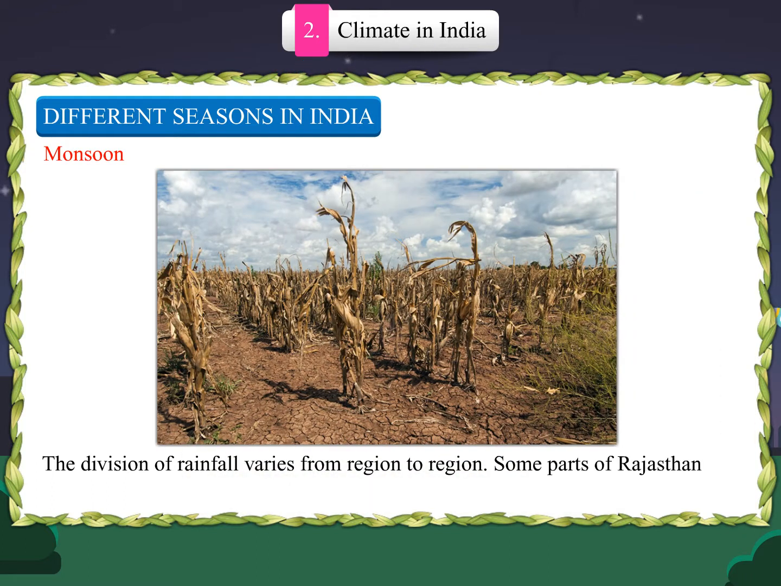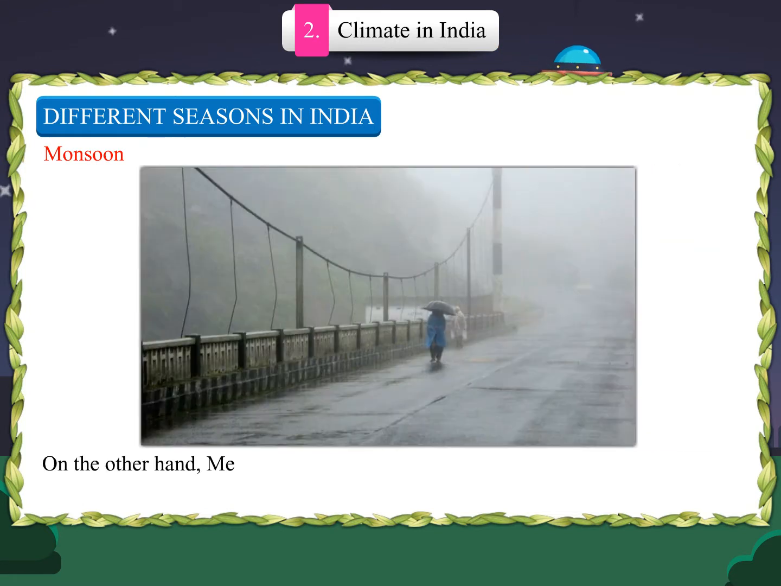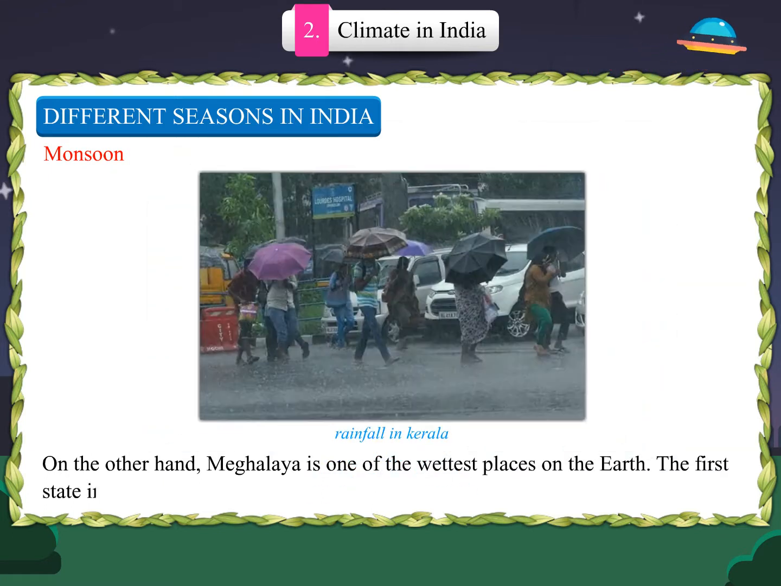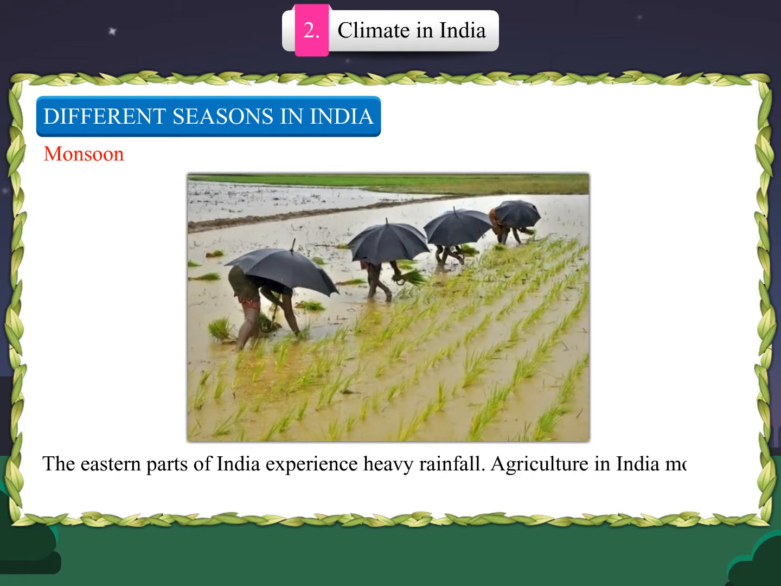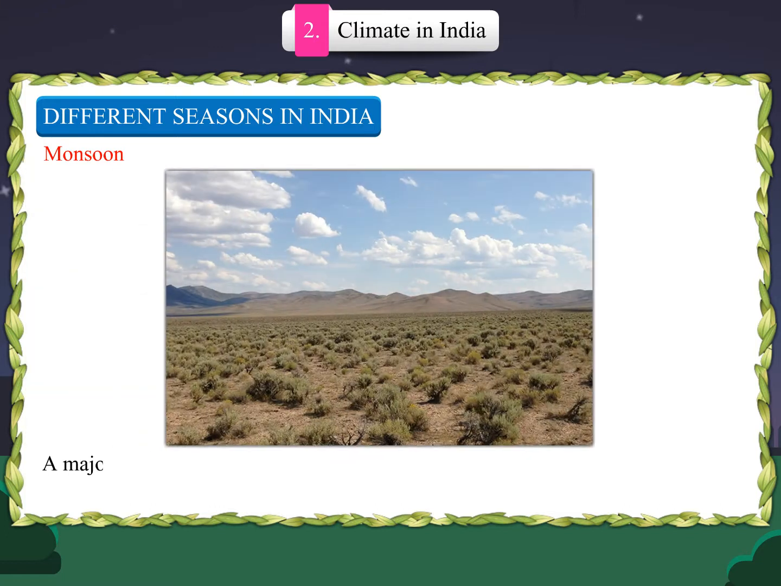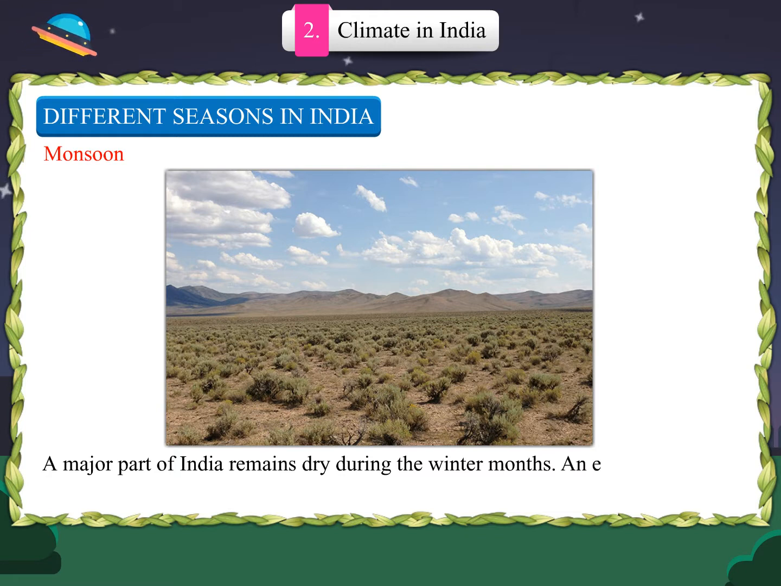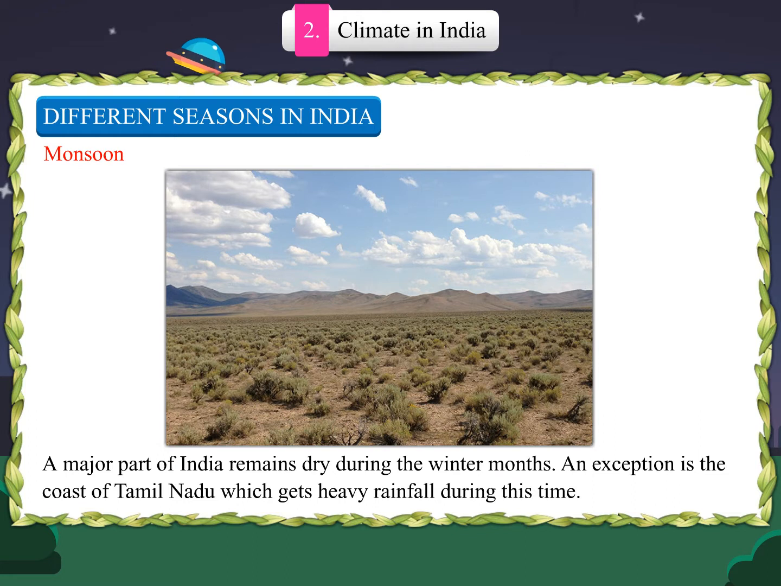Some parts of Rajasthan receive very little or no rainfall at all. On the other hand, Meghalaya is one of the wettest places on the earth. The first state in India to receive monsoon rainfall is Kerala. The eastern parts of India experience heavy rainfall. Agriculture in India mostly depends on the rainfall in monsoons. A major part of India remains dry during the winter months. An exception is the coast of Tamil Nadu, which gets heavy rainfall during this time.